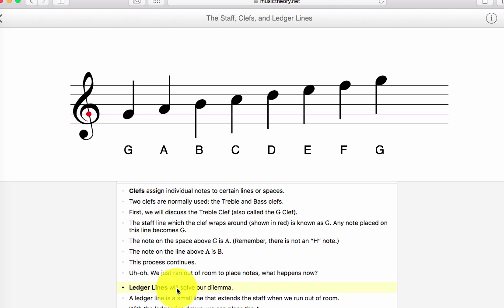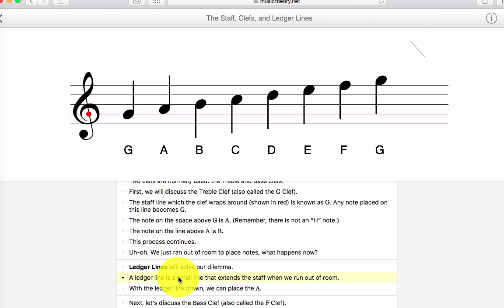These nifty little things called ledger lines will solve our dilemma. A ledger line is a line that extends the staff when we run out of room. As you can see here, we only use what is needed to write in the ledger line. If you look closely, we only take enough to be able to show where the note head is going to be. With the ledger line drawn, we can see the place of A. A is right here. So G and A, that is an octave above this A.